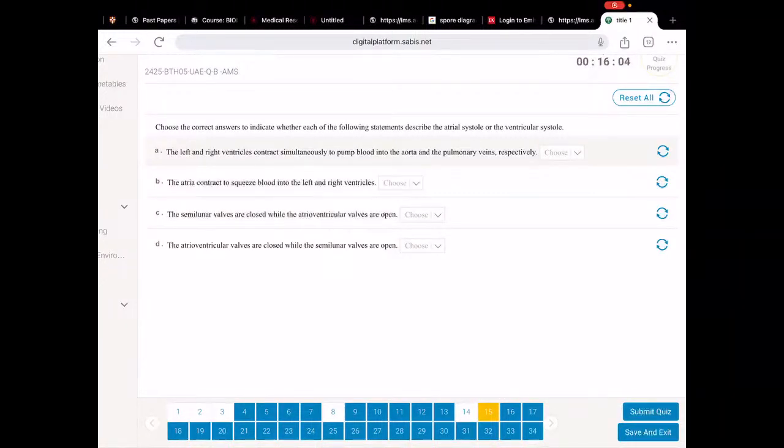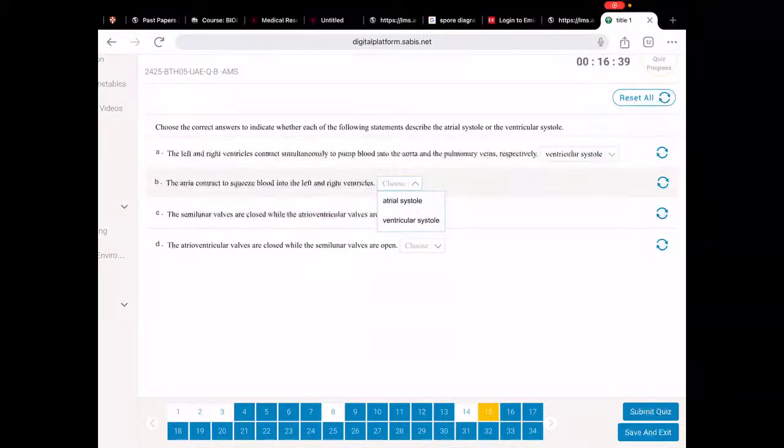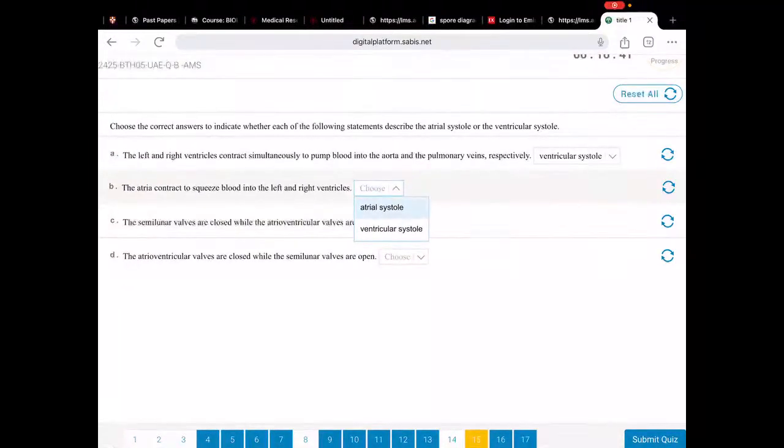So now we're going to look at atrial systole and ventricular systole. Remember, I spoke about two definitions in my video. Diastole and systole. Okay? Diastole was what? Was the resting. Systole was the contraction. Okay? So, the left and right ventricles contract simultaneously to pump blood into the aorta and pulmonary veins respectively. So when the ventricles are contracting, of course, it's going to be ventricular systole. The atria contract to squeeze. So if the atria are contracting, it's going to be atrial systole.